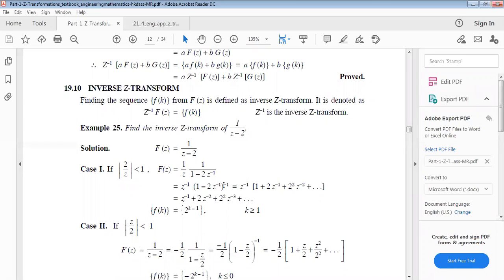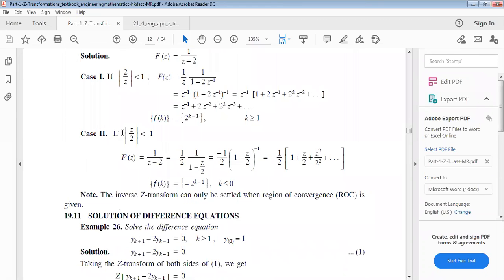Now this is actually a polynomial series. By the formula for (1 minus x) to the power minus 1, it equals 1 plus x plus x square plus x cube, dot dot infinity. Now multiplying by z to the power minus 1, you get this. So the sequence f(k) can be written as 2 to the power k minus 1, for k equals 1, 2 to the power 0. That means the first term will be what? 2 to the power 0. For k equals 2, this will be only 2. For k equals 3, 2 square. In this way, we get the sequence will be what? 2 to the power k minus 1.